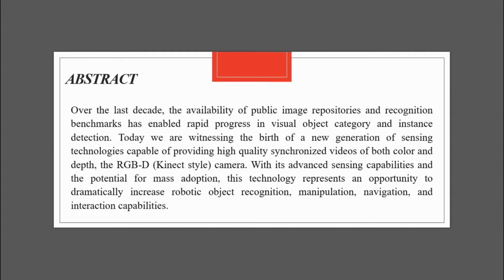Abstract. Over the last decade, the availability of public image repositories and recognition benchmarks has enabled rapid progress in visual object category and instance detection. Today, we are witnessing the birth of a new generation of sensing technologies capable of providing high-quality, synchronized videos of both color and depth, the RGB-D camera. Its advanced sensing capabilities and the potential for mass adoption represent an opportunity to dramatically increase robotic object recognition, manipulation, navigation, and interaction capabilities. This paper describes the dataset collection procedures and introduces techniques for RGB-D-based object recognition and detection, demonstrating that combining color and depth information substantially improves the quality of results.